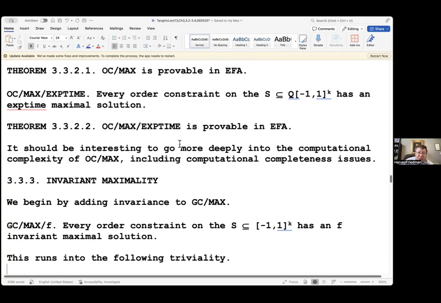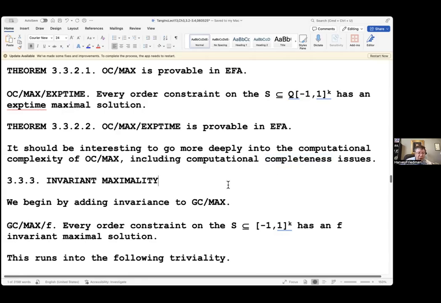OC/max/x time. Every order constraint has an x time maximal solution, where x time means it's of the form c to the n, where n is the length of the input, c is a constant. So 100 to the n is exponential time. 100 can be any constant. Okay, and then you can prove this in EFA. Now it's a real statement in the language of EFA. It would be interesting to go more deeply into the computational complexity issues, including computational completeness.